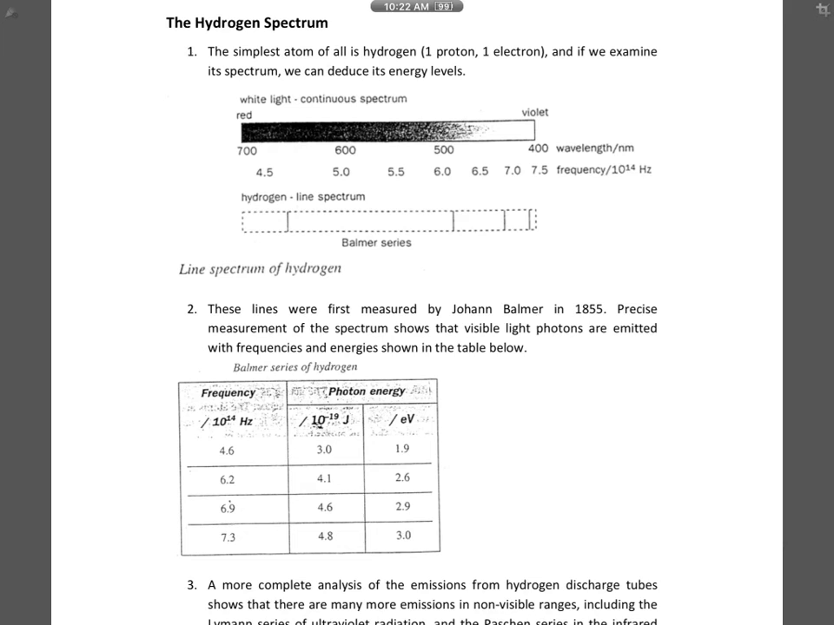Now, the spectrum that you have to be very familiar with will only be the hydrogen spectrum. Now, why do they only ask you to memorize the hydrogen spectrum? Because do you realize it's the simplest one? We only got how many protons and how many electrons? 1 proton, 1 electron. Therefore, it is the simplest form.